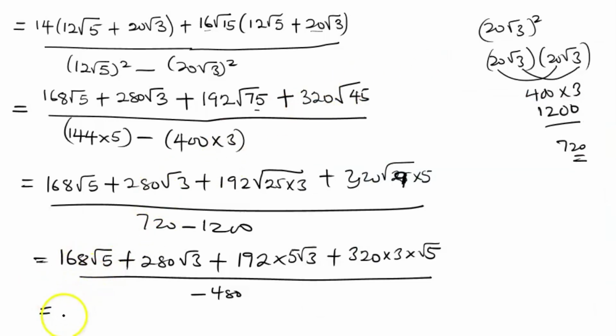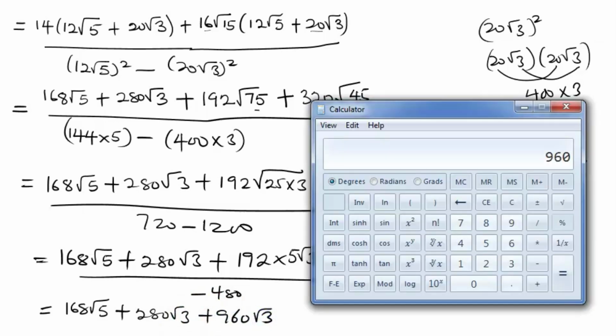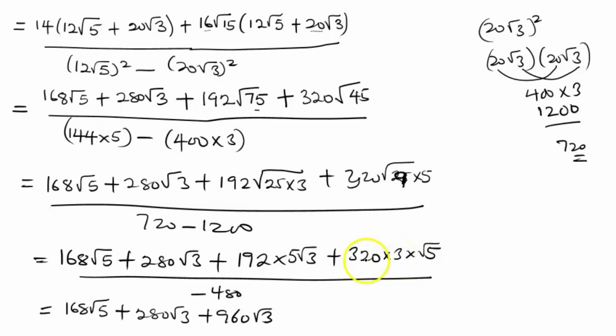All right, so I have 168 root 5 plus 280 root 3 plus 960 root 3. Yeah, I think my calculator gave me 960. Okay, then this is 96 plus 3 times 3, that's 9 times 6, that's 6. So this is another 960 root 5. Everything divided by negative 480.